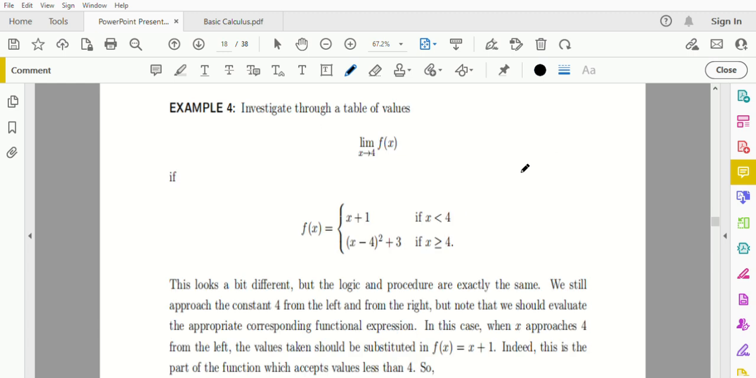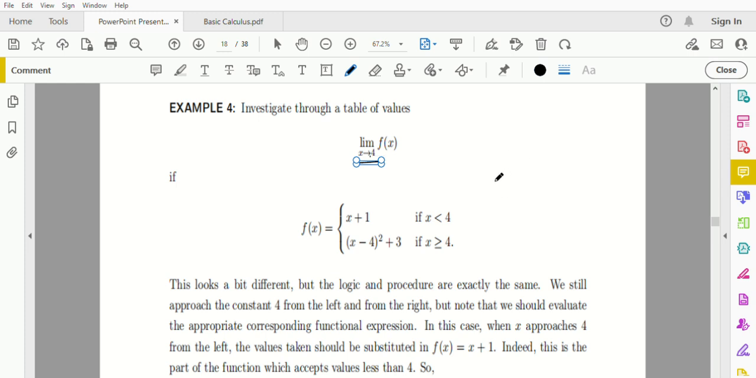Now, let's investigate through a table of values. We have this. This is a piecewise function. This looks a bit different, but the logic and the procedure are exactly the same. We will still approach the constant 4. Take note, as x approaches 4, it's from the left and from the right. But note that we should evaluate the appropriate corresponding functional expression.